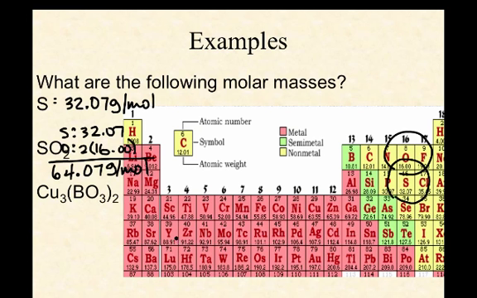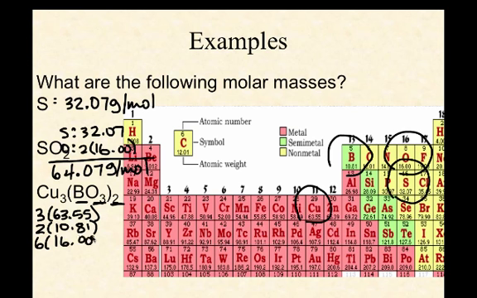All right, so now I've got a hard one. Copper 2 borate is our next substance. So that means we have to add more stuff, right? So I have 3 coppers. So find copper. Here we go. 63.55. Okay, we're going to add that to the mass of 2 borons. All right, where's boron? Here it is, 10.81. So 2 times 10.81. Okay, and then how many oxygens? 3 times 2 is 6 oxygens. So 6 times 16.